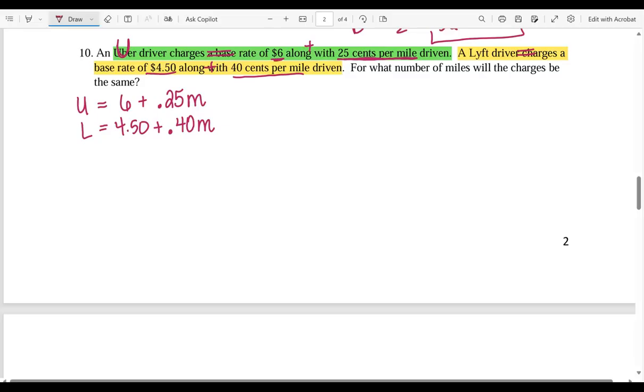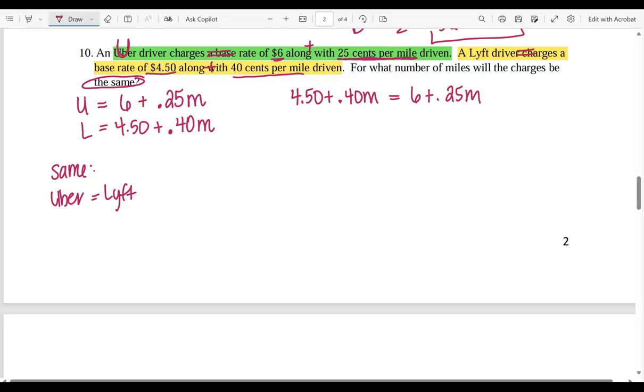Now they have to tell me something else because right now I've got a lot of letters going on. It says, for what number of miles will the charges be the same? Same means I want Uber to equal Lyft. So I'm going to take my Uber formula and my Lyft formula and set them equal. 4.50 plus 0.40M is going to equal 6 plus 0.25M.